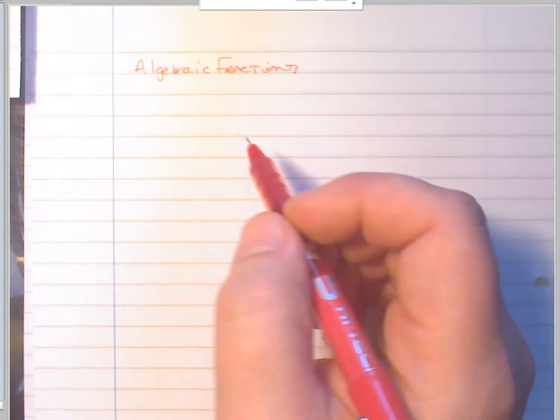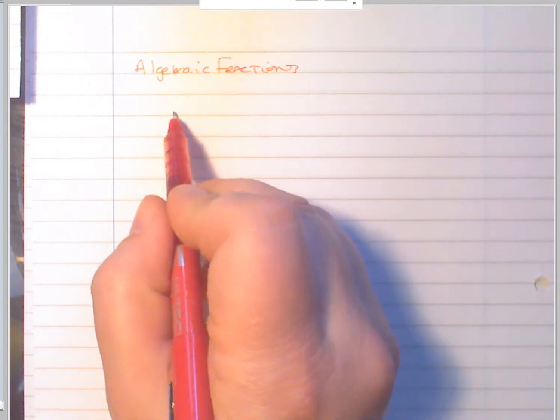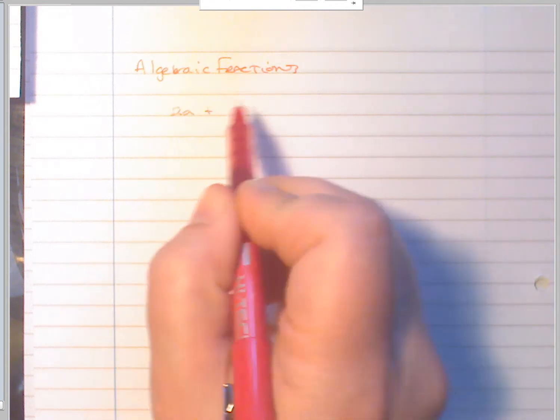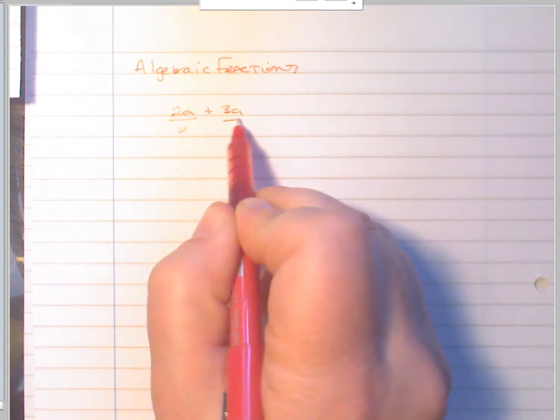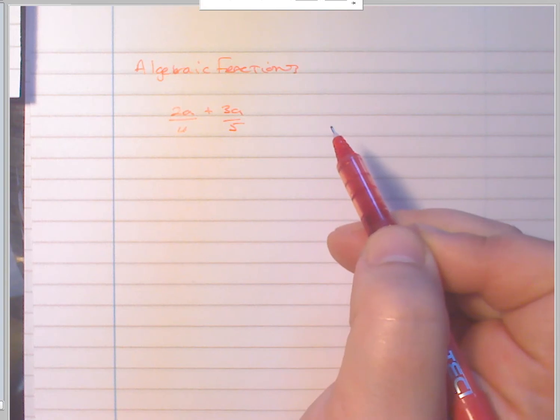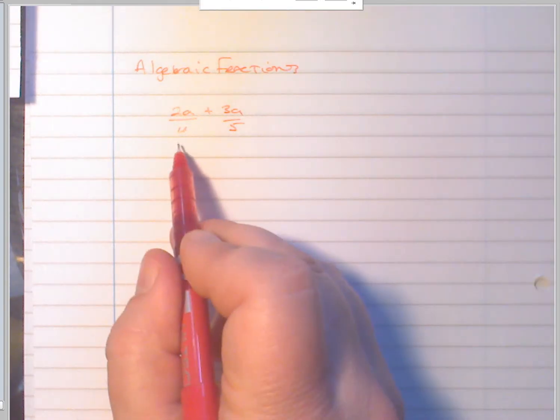Okay, we're going to go over algebraic fractions, and there are four basic types of question you need to look at. We'll start off with one of the easiest, which is something like this: 2a over 5 plus 3a over 4. And what we're going to do is use a common denominator.